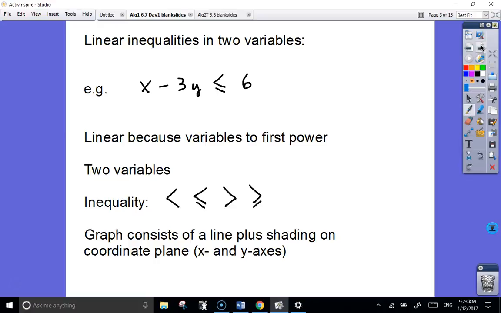Okay, so linear inequalities in two variables, right? How do you know that it's linear? Because the variables are raised to the first power, right? It's an inequality because it's using one of these four symbols. And the graph is going to consist of a line on the coordinate plane and then shading on one side or the other. Okay.